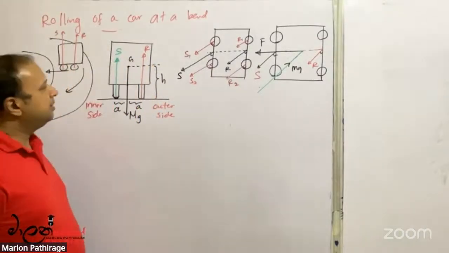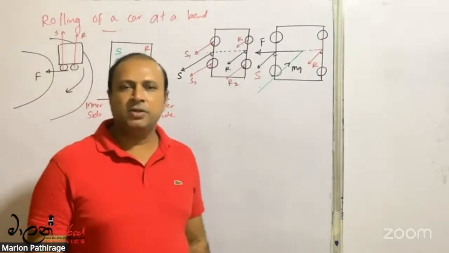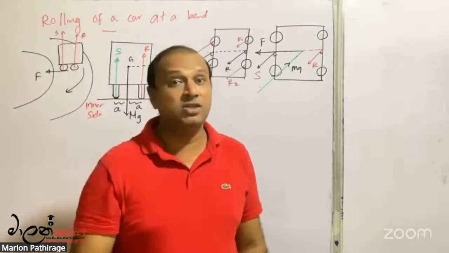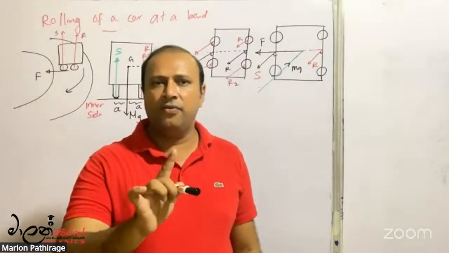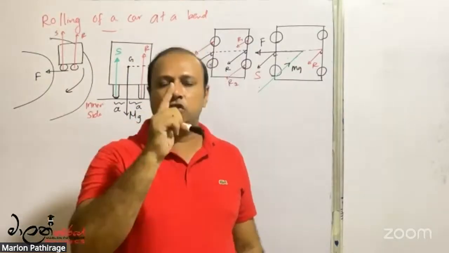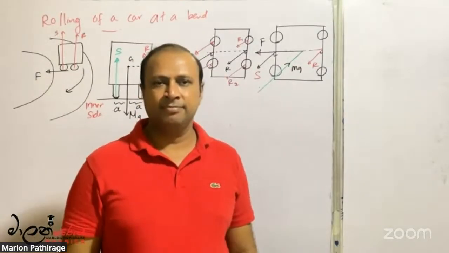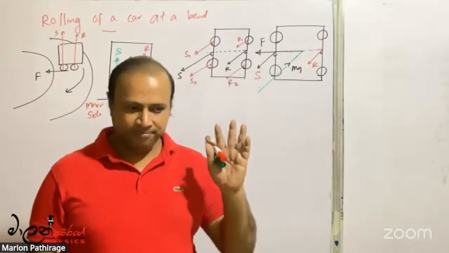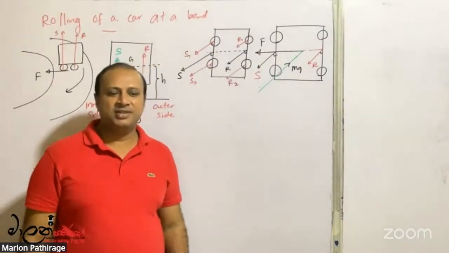Then this car does not have any vertical motion. It has no vertical motion. Therefore, its vertical forces should be balanced. Is that clear? If it is clear, please raise your hand. You know how to start.